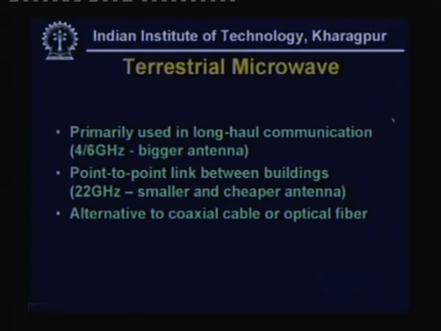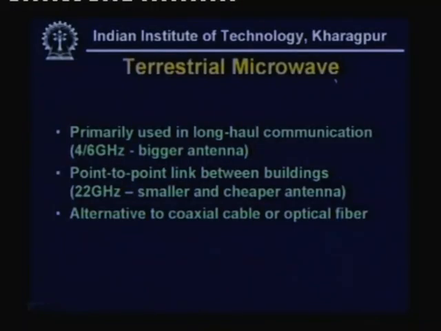This microwave communication has two varieties. The first one is terrestrial microwave. Terrestrial microwave is used for long haul communication, and usually it uses the 4 by 6 gigahertz band. Obviously, since the frequency is at the lower end, it requires a bigger antenna, 10 meter or more in diameter, and it is primarily used for long haul communication.